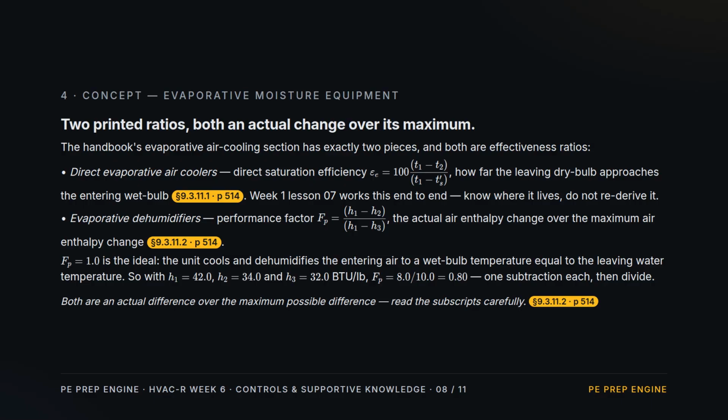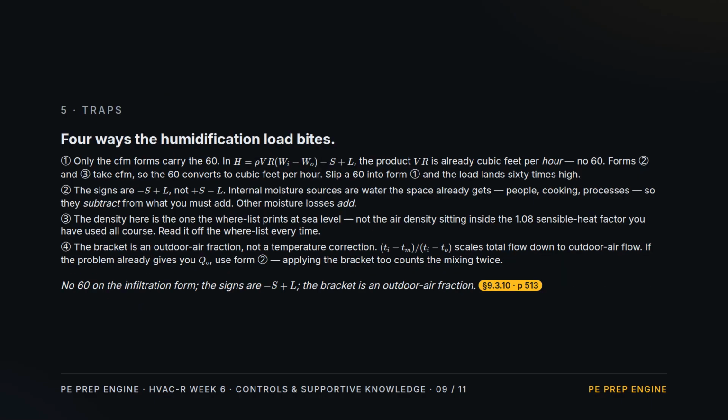Traps. 1. Only the CFM forms carry the 60. In the infiltration form, volume times air changes per hour is already cubic feet per hour, so there's no 60. Slip 1 in and the load lands 60 times high. 2. The signs are minus S plus L. Internal moisture sources are water the space already gets, people, cooking, processes, so they subtract from what you must add.